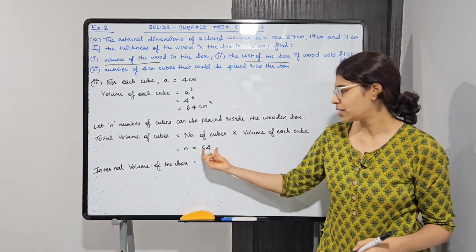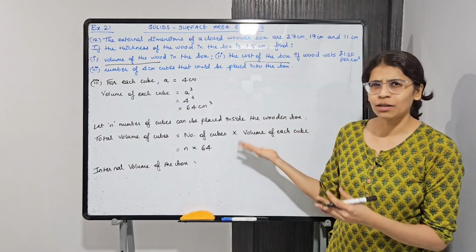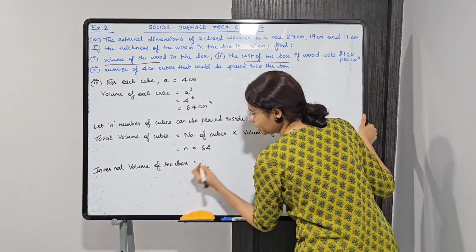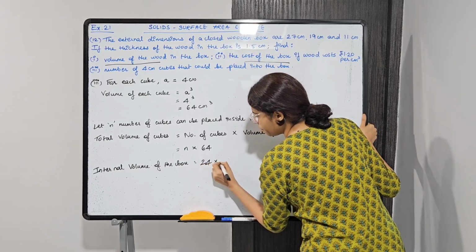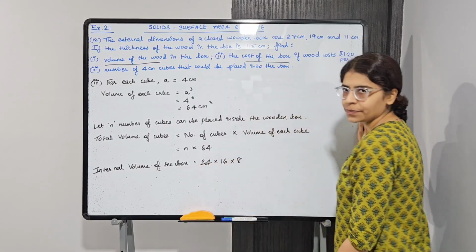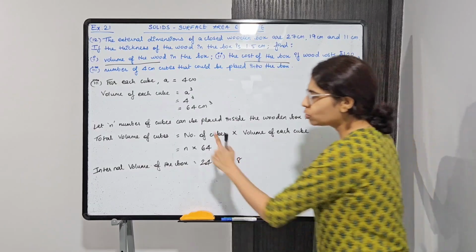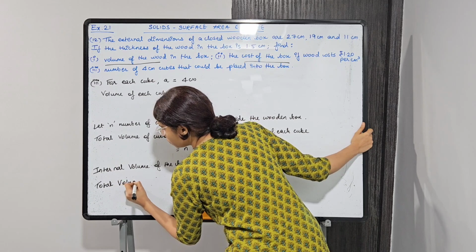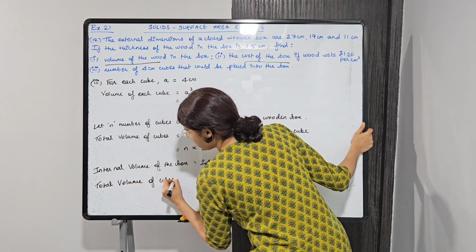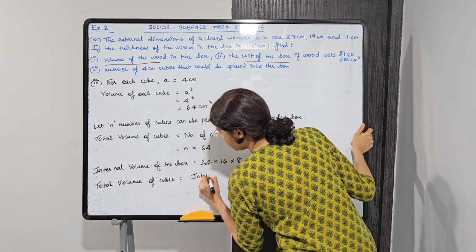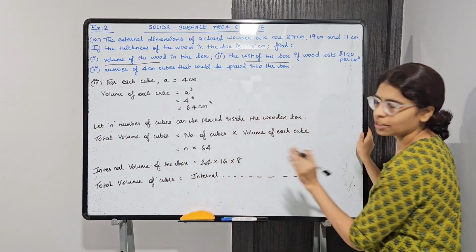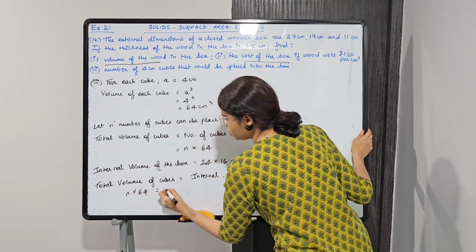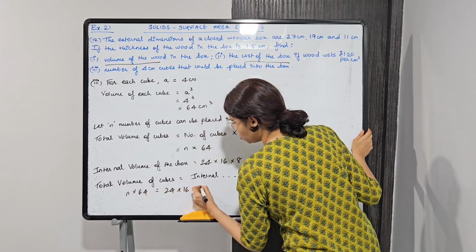यहाँ पे cancellations होगा, 64 के साथ cancellations होगा. You can put the value directly, फिर भी cancel कर सकते हो. I am putting the individual values, the individual dimensions. So that we got as 24, 16 and 8, right? So this is the internal volume. Both are equal. So total volume of the cubes is equal to the internal volume of the box. I am not writing down the full thing, ठीक है? Total volume n into 64, internal volume 24 into 16 into 8.